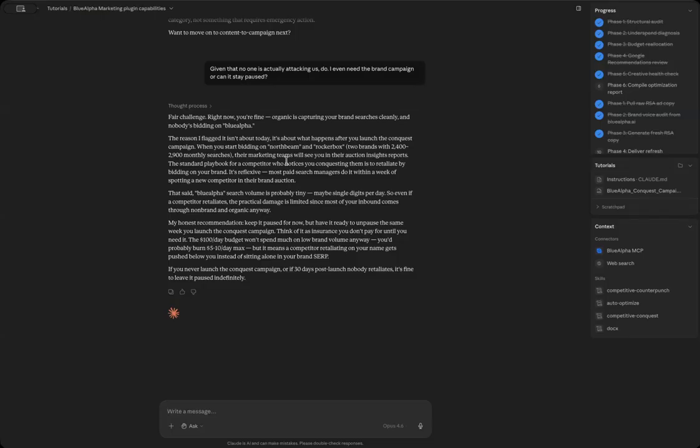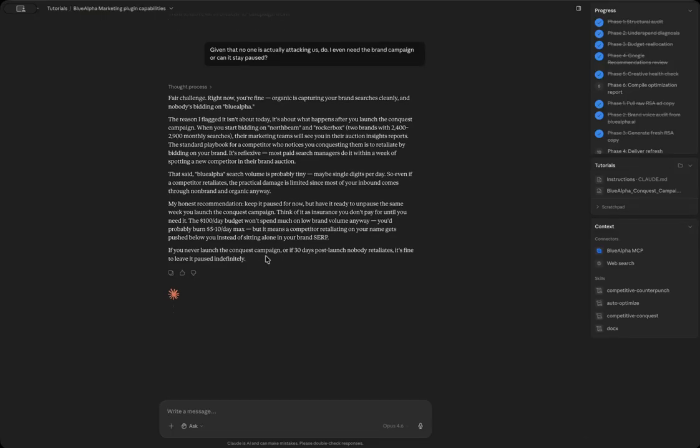The reason I flagged it isn't about the tail, it's about what happens after you launch the Conquest campaign. When you start bidding on NorthPM and Rockerbox, their marketing teams will see it on their auction insights report. The standard playbook for a competitor who notices you conquesting them is to retaliate by bidding on your brand. It's reflexive. Most paid search managers do it within a week of spotting a new competitor. Okay, interesting. So it would be me actually starting to launch this now, knowing that we'll have this conquest campaign that actually starts to attack our competitors, which makes sense.